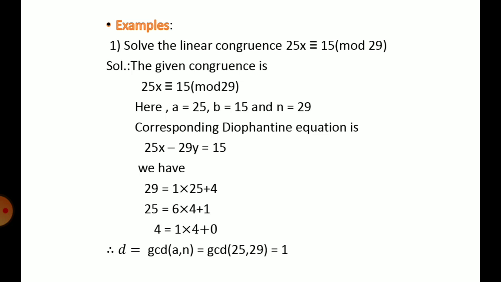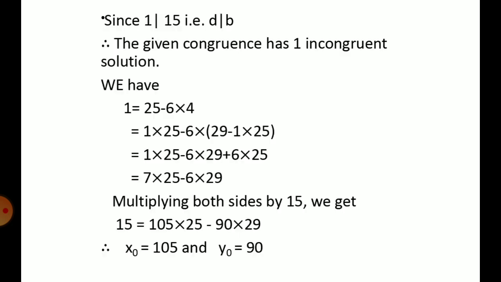Then we know that if d divides b, it has d solutions. What is b? In this case, b is 15, and we know that 15 is divisible by 1, that is, d divides b, and therefore the given congruence has d solutions. d means one incongruent solution.